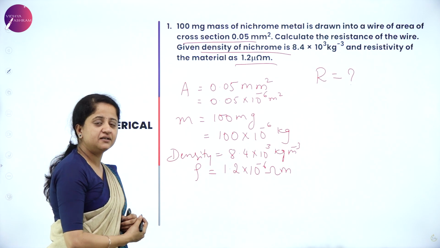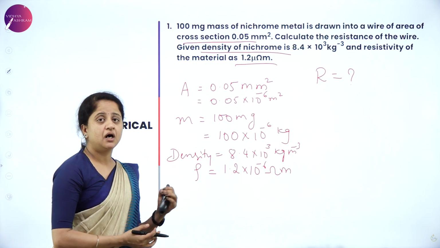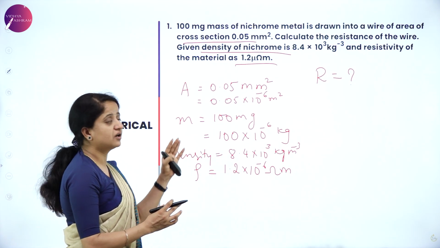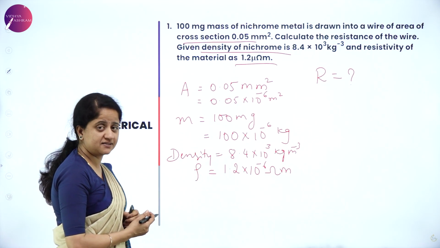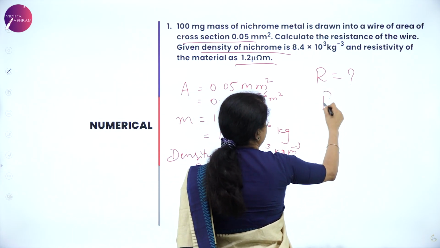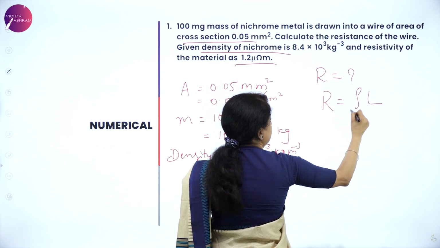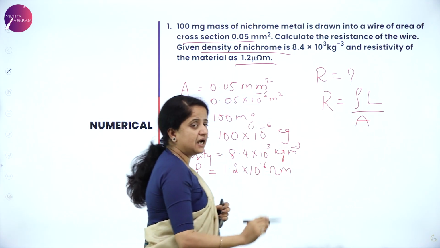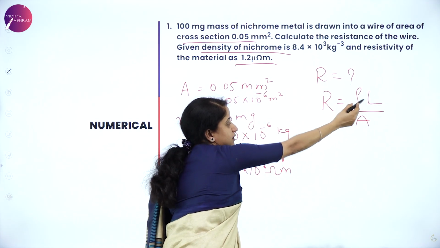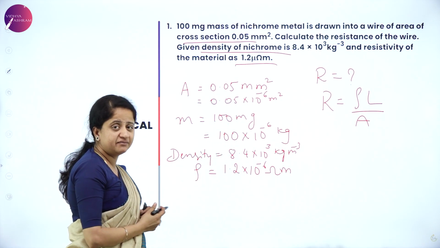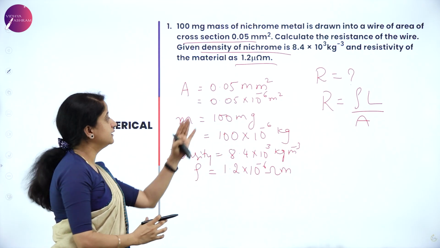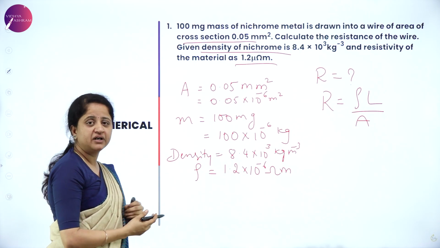Now, how to find the resistance of the wire? How the resistance is dependent on length, area and resistivity. We have a formula to find R, that is rho L divided by A. In this we have values of rho and A, but we do not know what is the length of the wire. We can calculate the length of the wire with the help of given data.